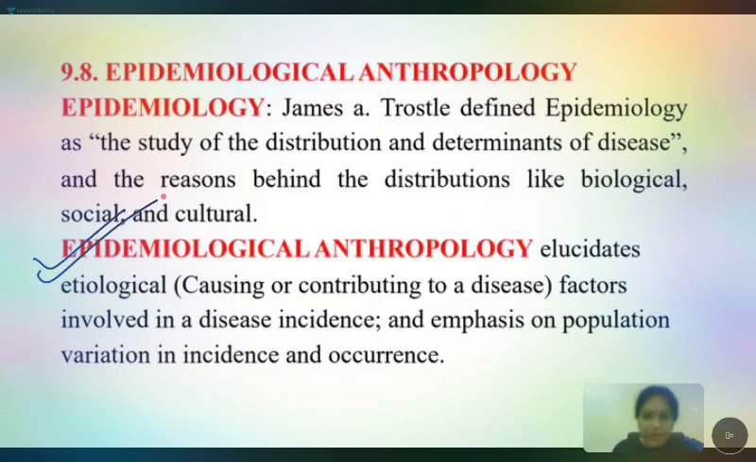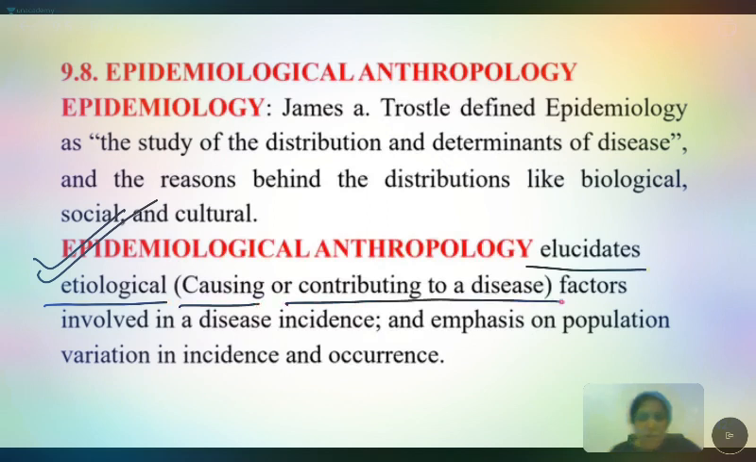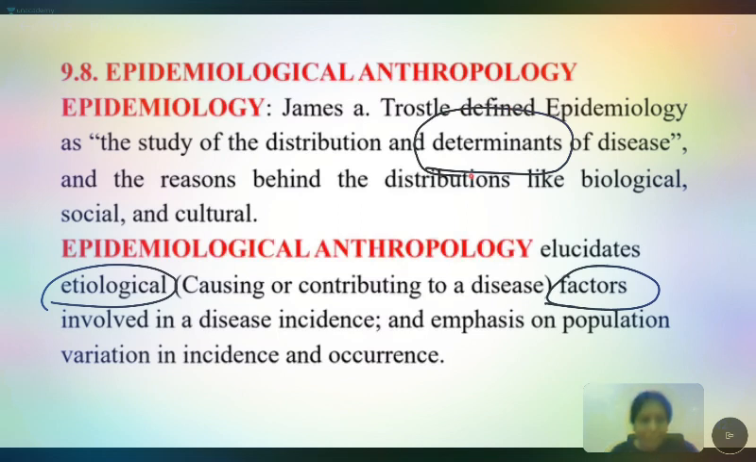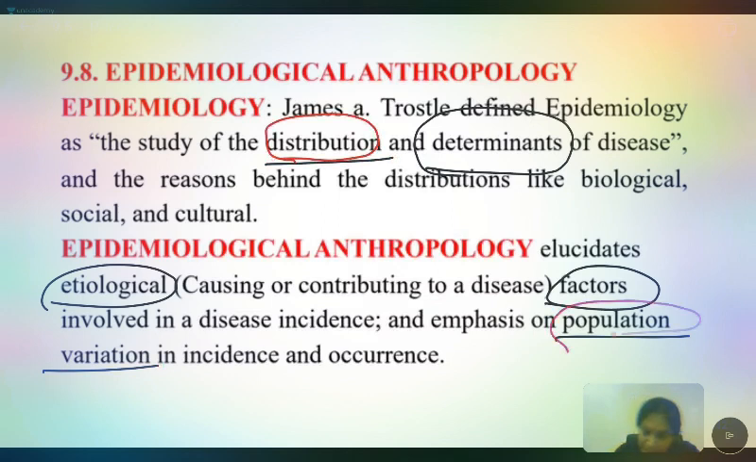This elucidates. Lucid means what? Clear. Elucidate means makes it clear, it explains something like that. It elucidates etiological. Etiological means what? Causing or contributing to a disease. Etiological factors means causing factors. Is it clear? Like determinants, isn't it? So here etiological factors is equal to determinants. Fine. Okay, involved in a disease incidence, and emphasis on population variation. Population variation is related to distribution. I will highlight this in red color. So observe those circles. Population variation is equal to distribution there. Determinants is equal to etiological factors here. So both the definitions are roughly the same.